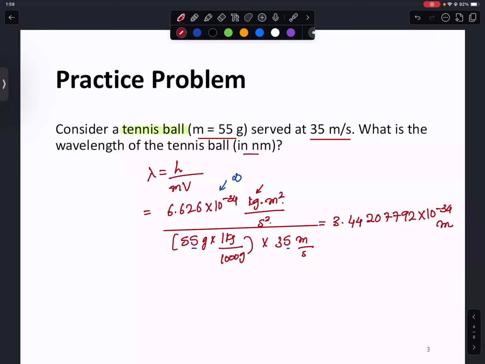Okay. So I have here 3.44 to the negative 34th times 1 e to the 9th. And this gives me 3.4, because I'm rounding here to 2 sig figs, times 10 to the negative 25 nanometers. So still really, really, really small. So it doesn't make sense.